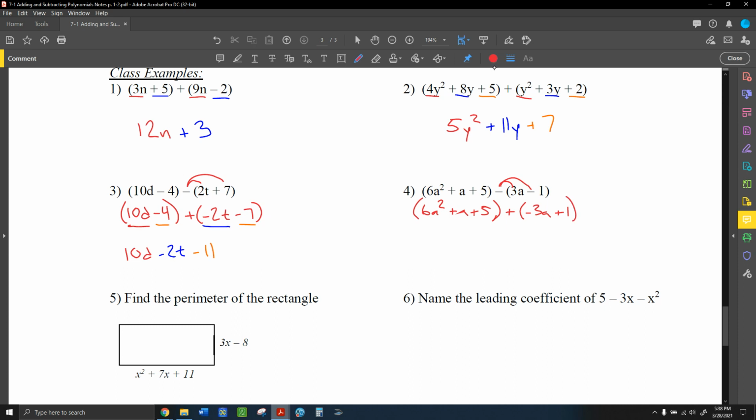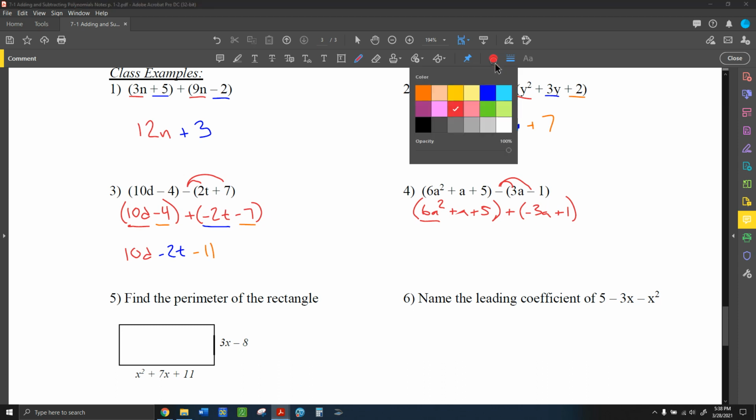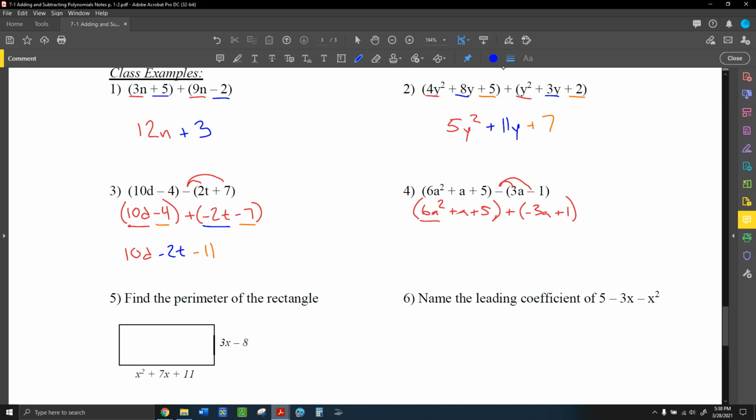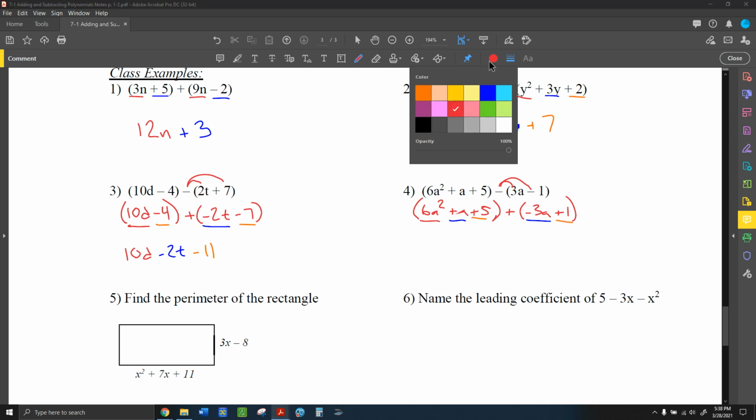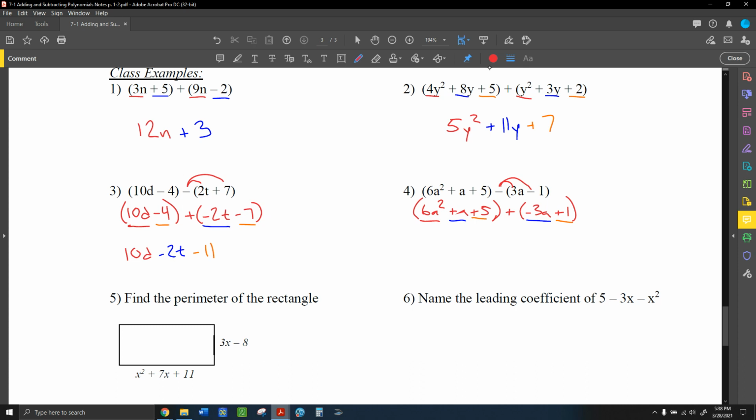Some like terms, I see we've got 6a squared. There's no other a squared, so that can't be combined with anything. We've got a positive 1a and a negative 3a. And our constants, we've got a positive 5 and a positive 1. So rewriting and combining like terms, we have 6a squared. A positive 1a and a negative 3a gives us a negative 2a. And a positive 5 and a positive 1 gives us positive 6.